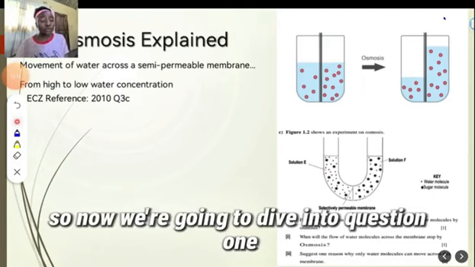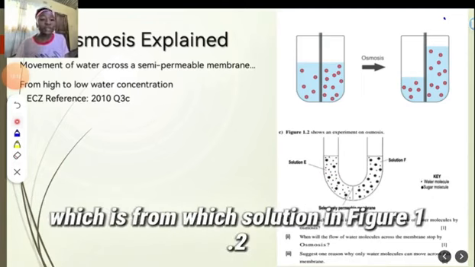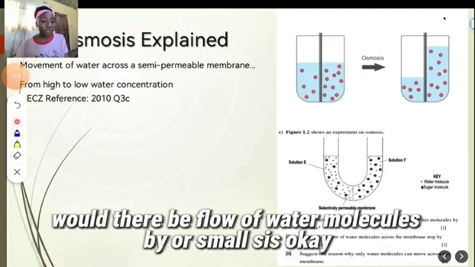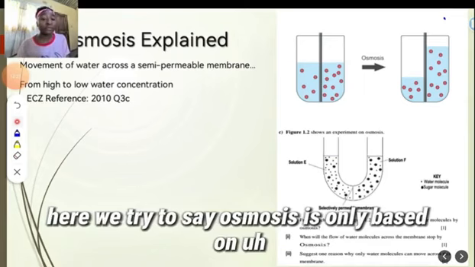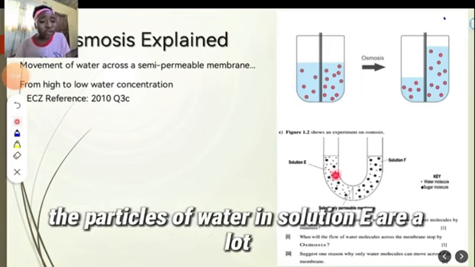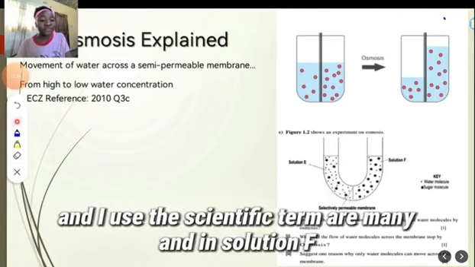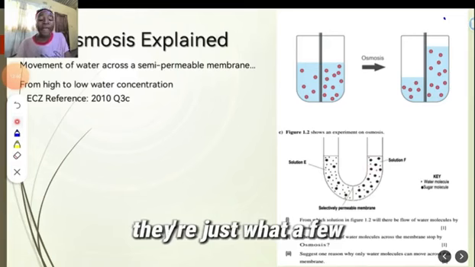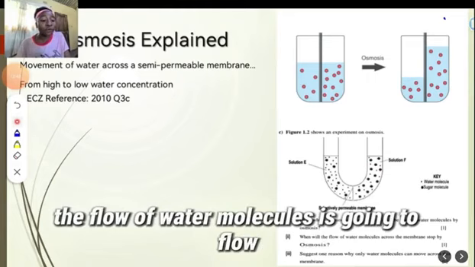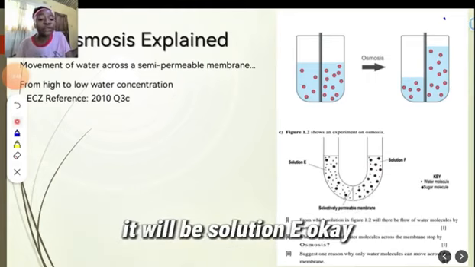Okay. So now we're going to dive into question 1, which says, from which solution in figure 1.2, referring to the diagram, would there be flow of water molecules by osmosis? Here we try to say osmosis is only based on the movement of water from high to low. As you can see here, the particles of water in solution E are a lot. The concentration gradients, and I use the scientific term, are many. And in solution F, they're just what? A few. Meaning, the solution to which the water molecules are going to flow by osmosis will be solution E.